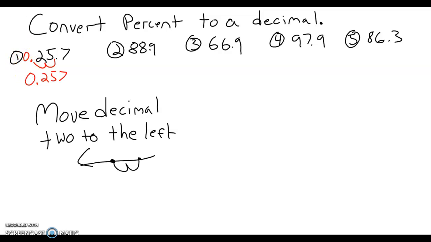So that's going to leave me with 0.257. Alright, next I'm going to move the decimal 2 places to the left on number 2. They have room to put the 0, but you could put it or not put it. Either way is correct. So that's going to leave us with 0.889.